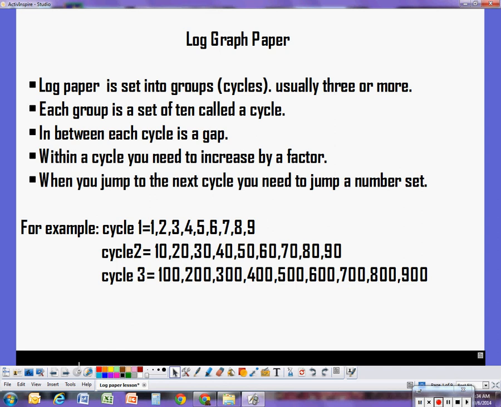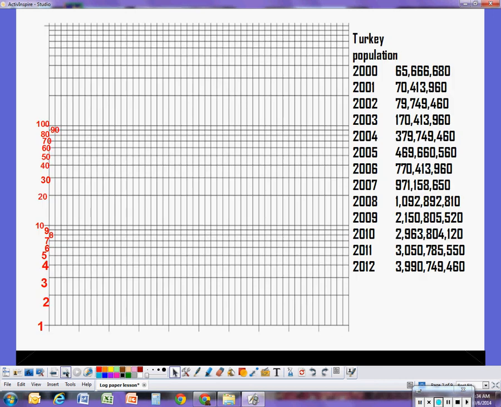Alright, most of you are at the part where you're writing the cycles down. I'm going to move to the next slide. It has the cycles on it. So on this slide, like I said, first cycle is 1 through 10. Second cycle is tens, and then third cycle would be hundreds. I just didn't write it out.